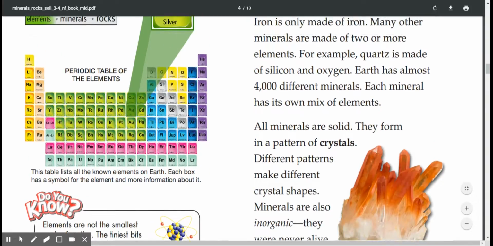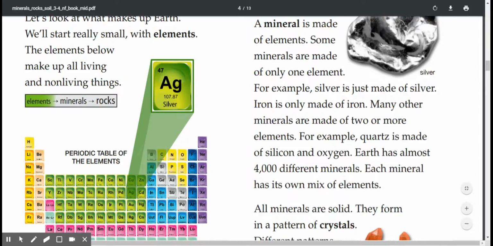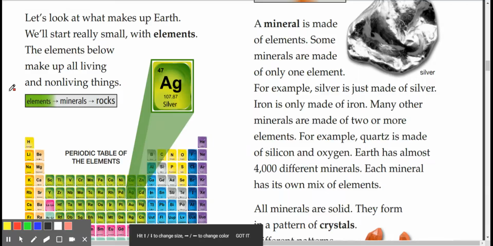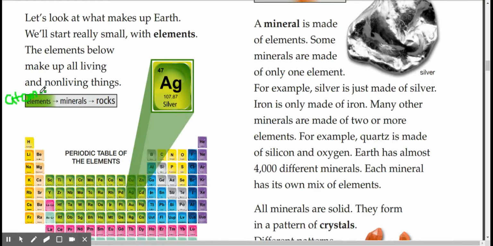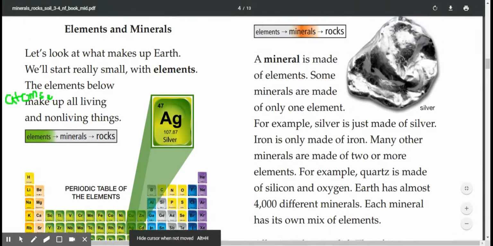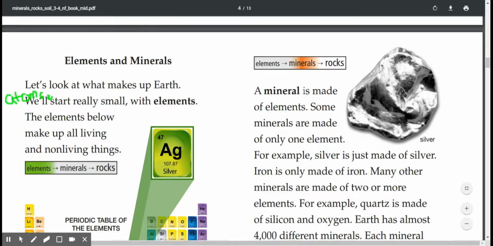So atoms, really this little chart here should say, and I'm going to write it in myself, atoms make up elements, which make up minerals, which make up rocks. All right, so we've talked about atoms, we've talked about elements. Now we're going to be talking about minerals.